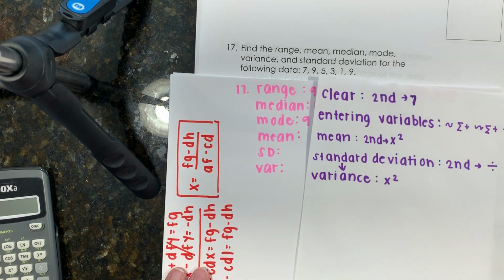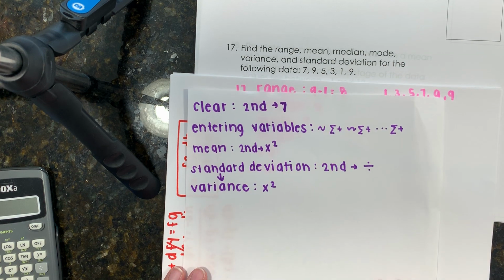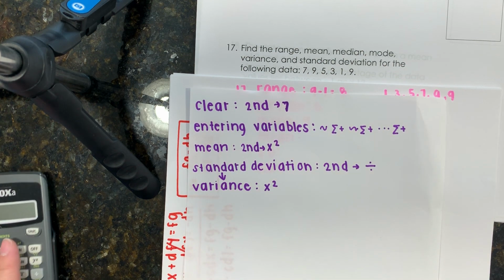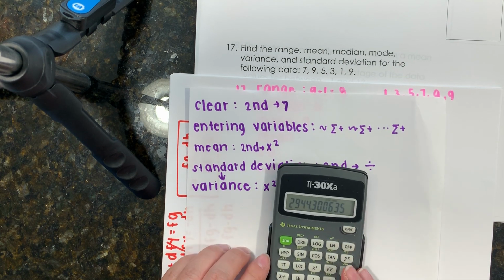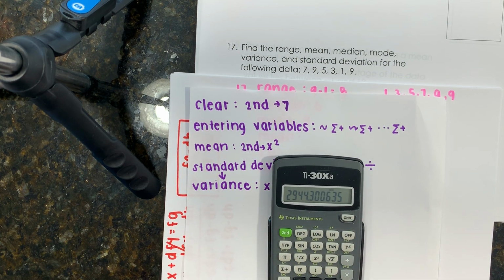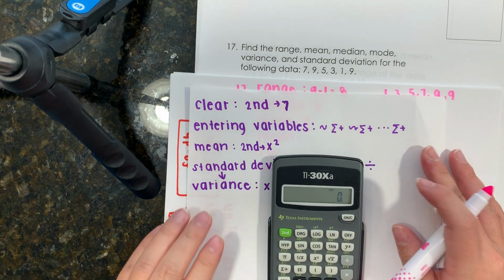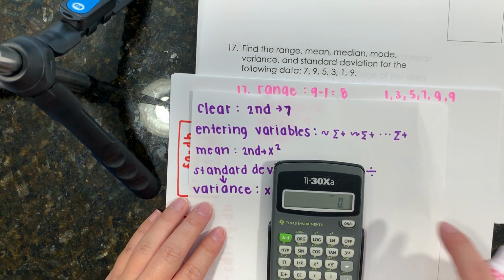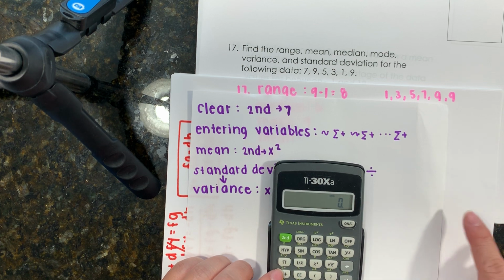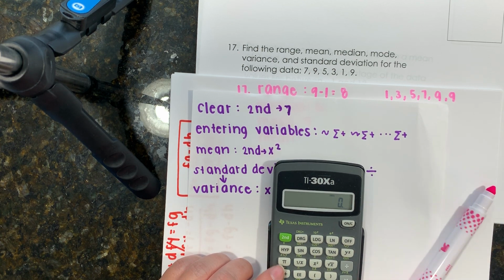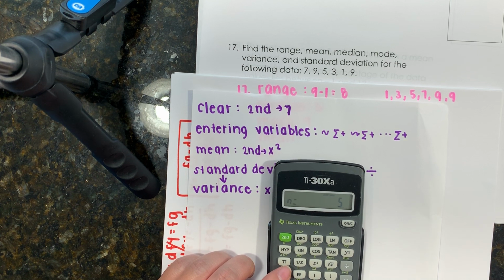So now what we're going to do is use this information to solve for the mean, standard deviation, and the variance. So I'm going to start by clearing my calculator, doing second 7, and that clears my calculator. And then I need to enter every single variable. So I'm going to enter all of my variables, and then in between each variable, hitting this button, which is right below the pi button. So that'd be 1, 3, 5, 7, 9, and 9. And it should say n is equal to 6 because I've entered 6 variables.